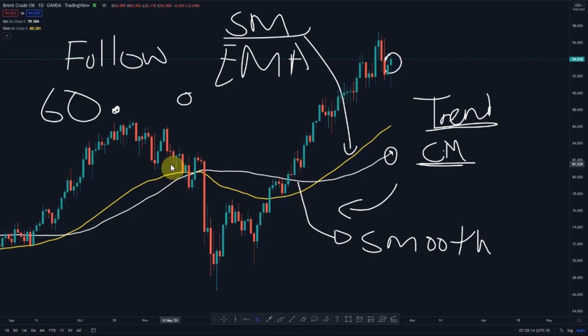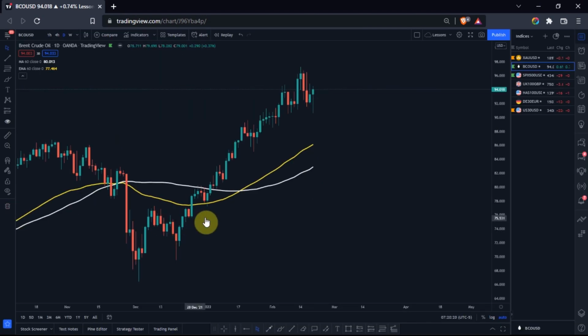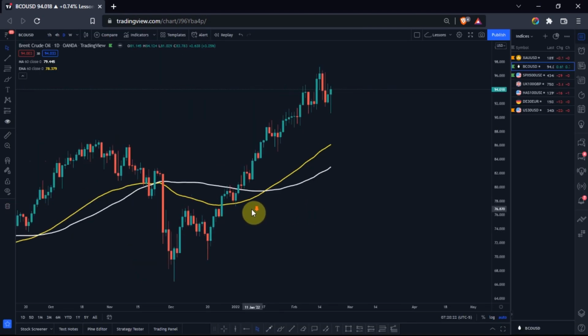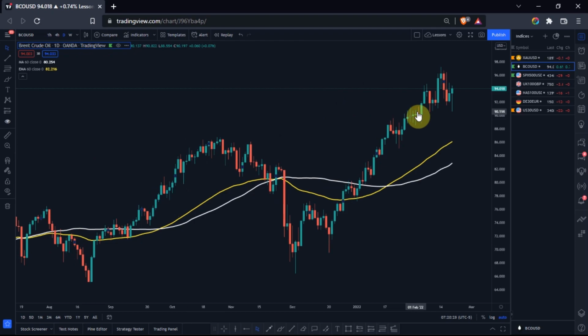So when it comes to trading, or when it comes to now executing your trades, let me just clear everything here. When it comes to now executing your trades, there are different approaches that you can use as a trader to make decisions. There are different approaches. The first one, they use this indicator.